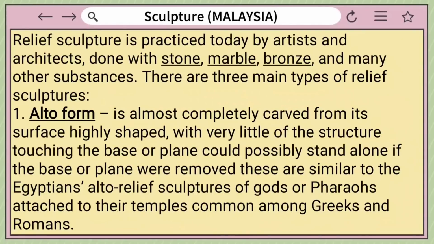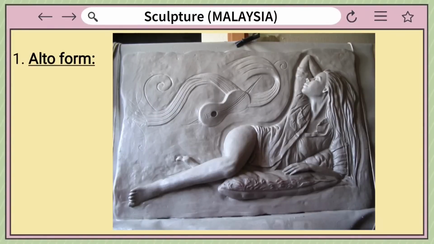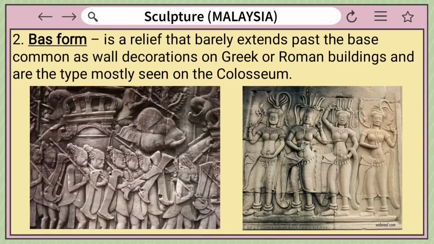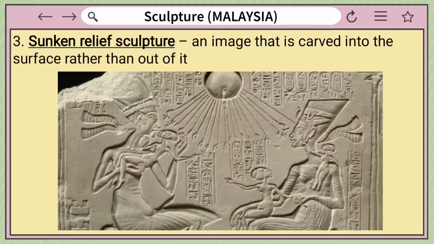These are similar to the Egyptians' alto relief sculptures of gods or pharaohs attached to their temples, common among Greeks and Romans. This is an example of an alto form sculpture. Second is the bas form. It is a relief that barely extends past the base, common as wall decorations on Greek or Roman buildings, and are the type mostly seen on the Colosseum. The last one is the sunken relief sculpture, an image that is carved into the surface rather than out of it.